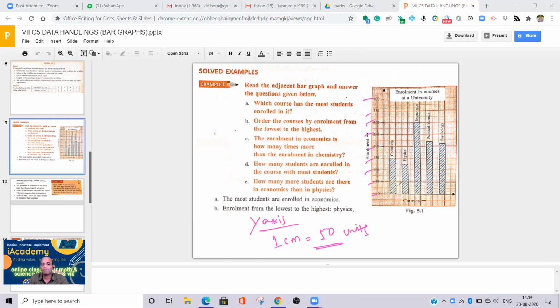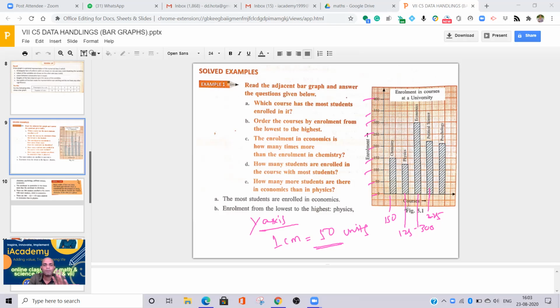Now, you see in chemistry, what are the number of enrollments? It's 150. For chemistry, it is 150. For physics, it is how much? You see, it is below 150, that is 125. Then for economics, it is how much? For economics, it is almost 300. Next, for political science, it is again how much? You see, it is between 200 to 250, that is 225. Okay, like that for psychology, it is again 200 plus, it means 220 or something like that.